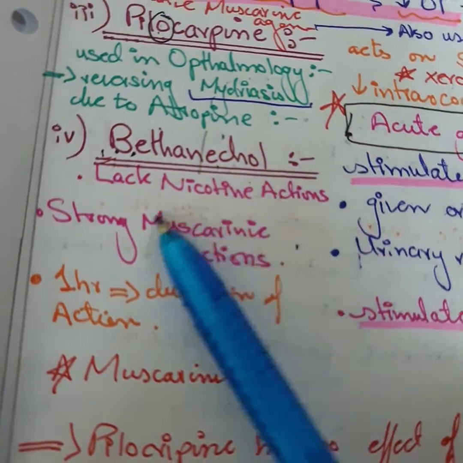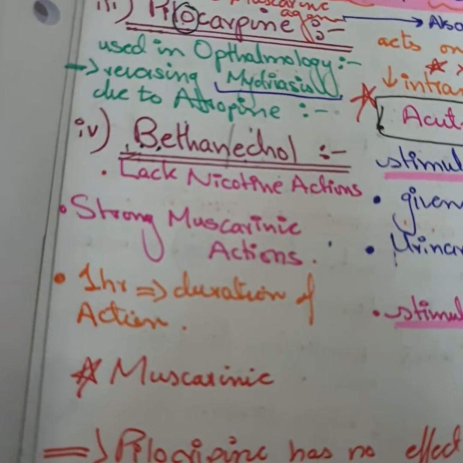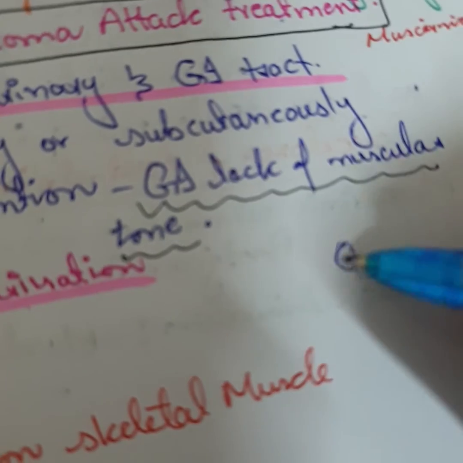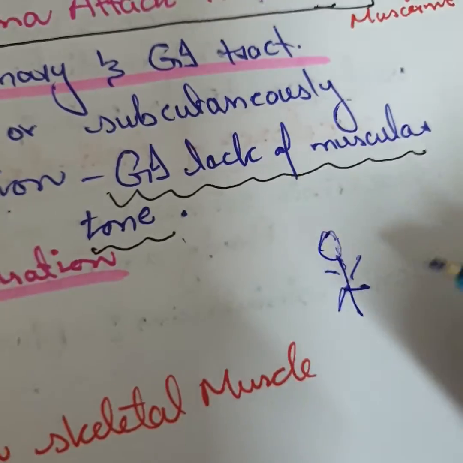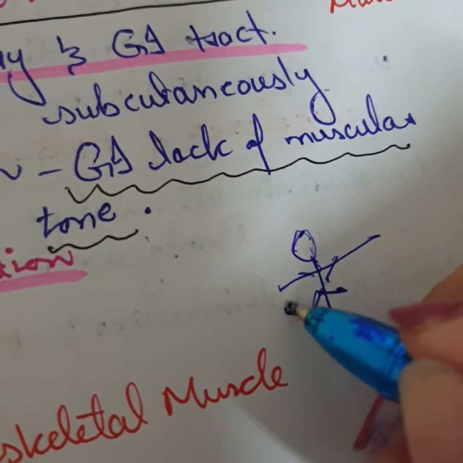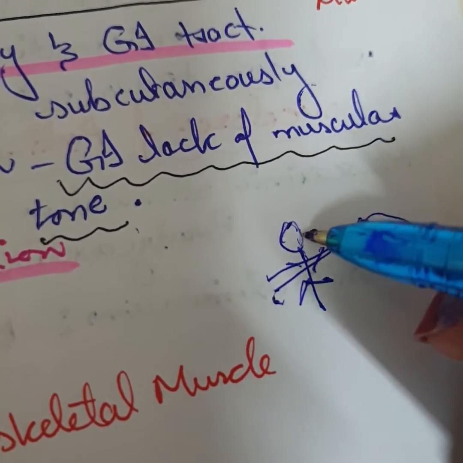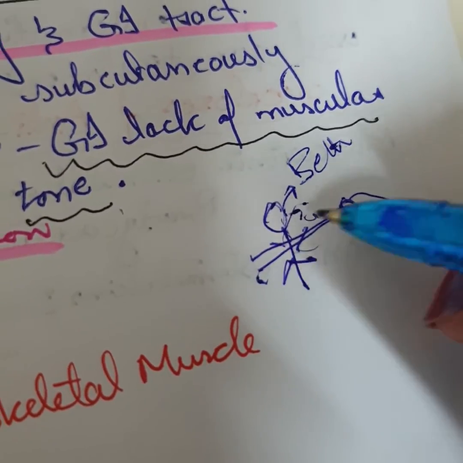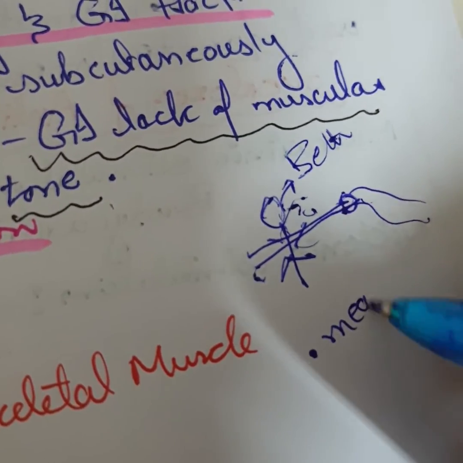For bethanechol, you can imagine that there is a person whose name is Beth, and he is working in a water pipe factory. You can imagine there is a person standing here, and he is holding a pipe of water. So this person's name is Beth. From this pipe you can imagine a colon, so it is used in the treatment of megacolon.